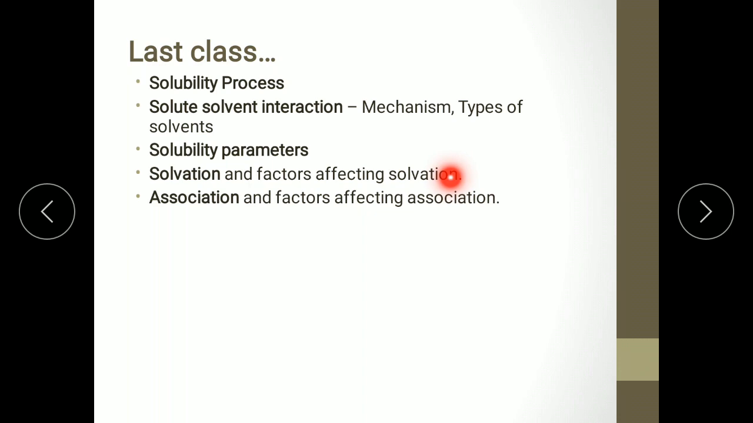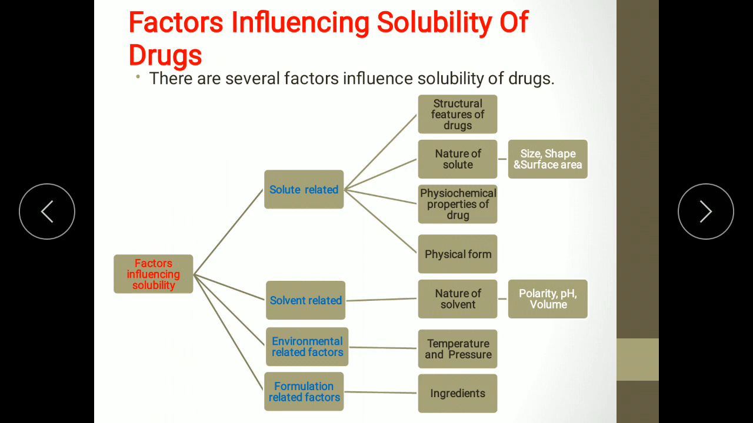agitation, heat, and one more. Total three factors we have seen there: surface area, then association. In association, types of association, that is contact, solvent separated, then fully separated, then factors affecting association. In factors affecting association we saw two factors: one is magnitude of charge on the ions and the distance between the ions. Now coming to the next point, factors influencing solubility of drugs.